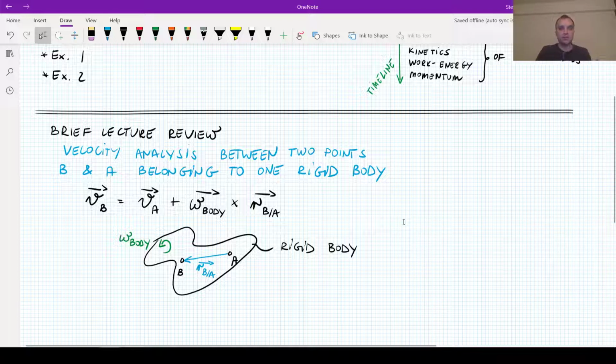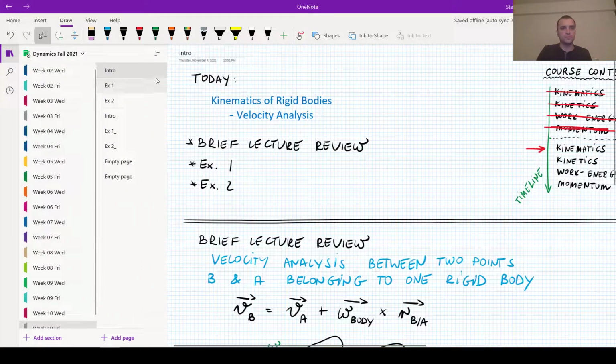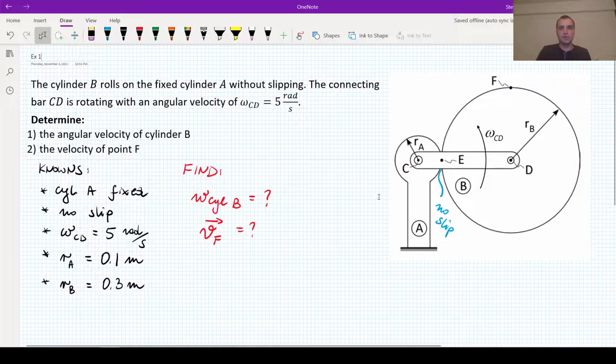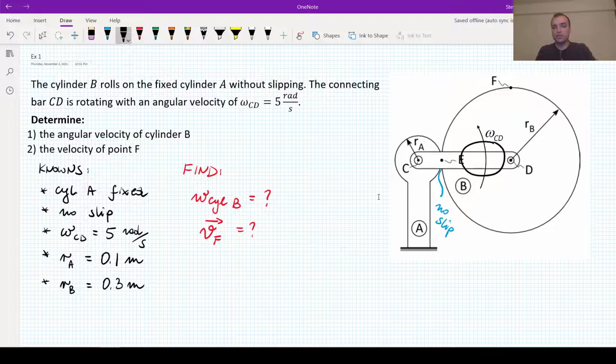Now let's solve example number 1. Feel free to pause the video and familiarize yourself with the problem statement before we start our solution. All right, so what do we have in here? We have 3 bodies: cylinder A here, cylinder B, and a connecting bar CD that connects cylinder A with cylinder B.